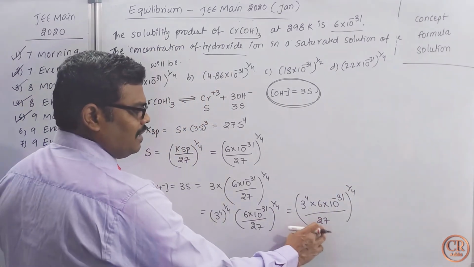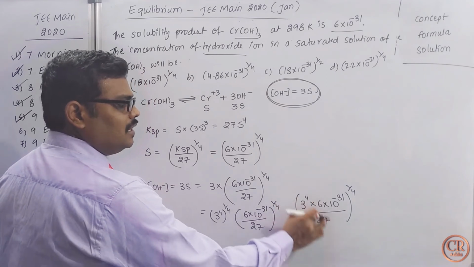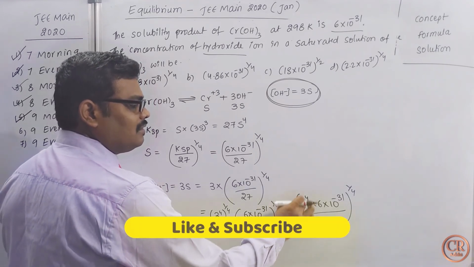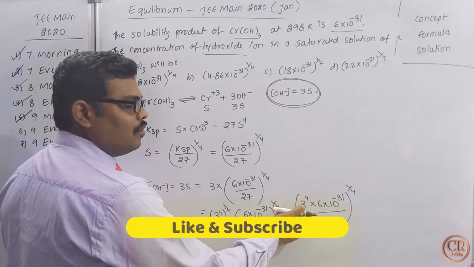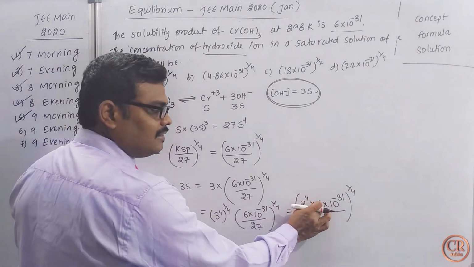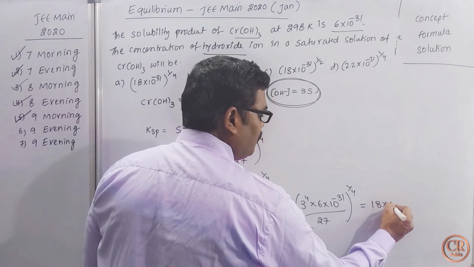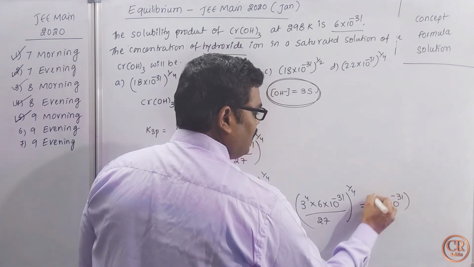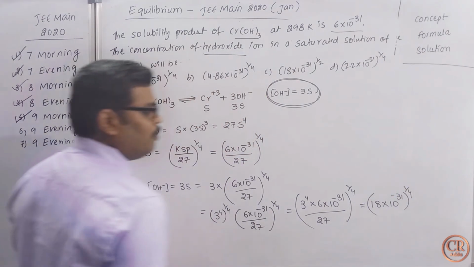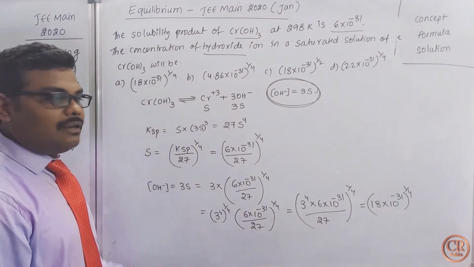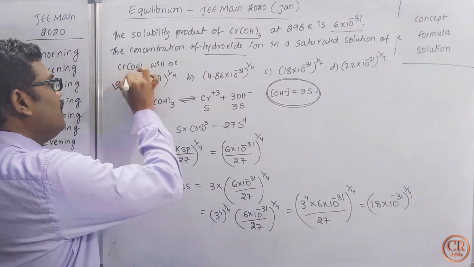So here 27 and 3 power 3 will be cancelled. Then what is remaining? Only 3. 3 into 6 is 18. So now our answer is (18 into 10 power minus 31) whole power 1 by 4. Then the correct option for this question is A.